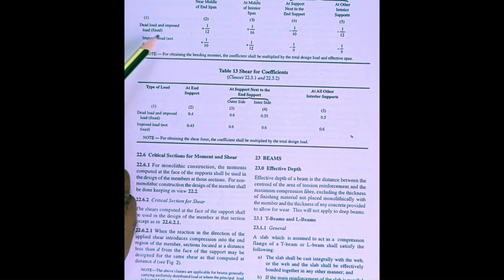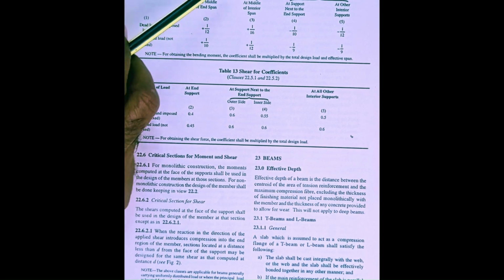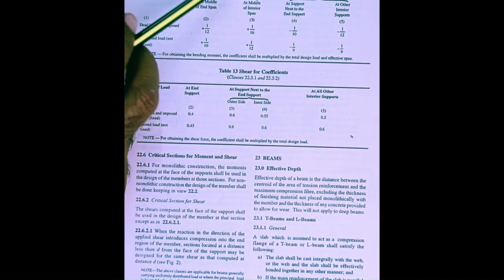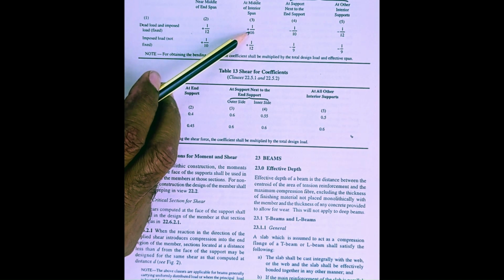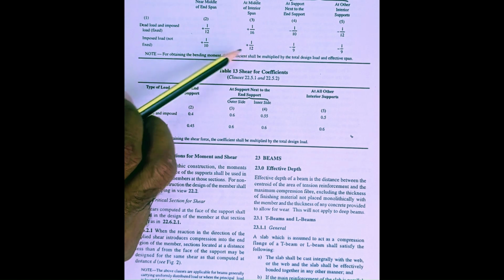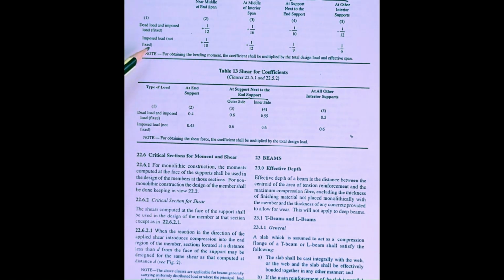In Table number 12, IS 456 2000, the bending moment coefficient is 1 by 12 WL square. This is 1 by 16 WL square, or likewise, various values have been specified in various places. Please see this table if you come across this.